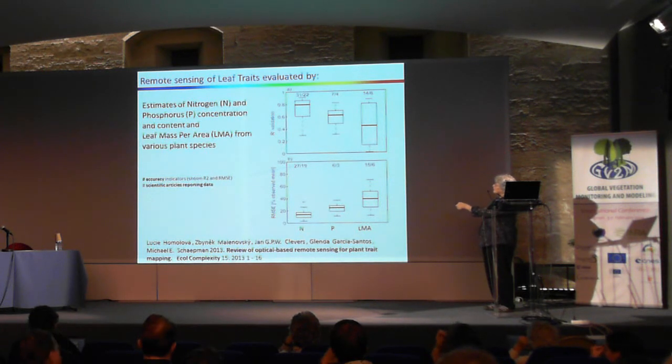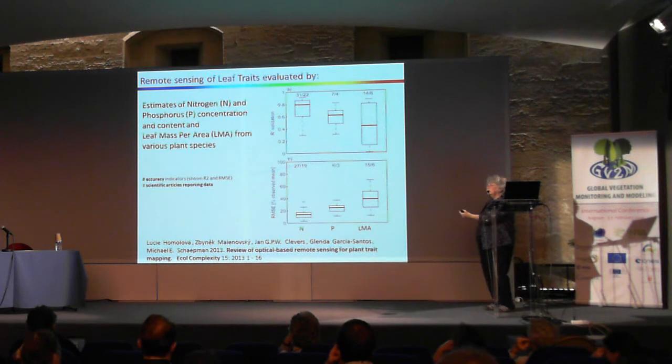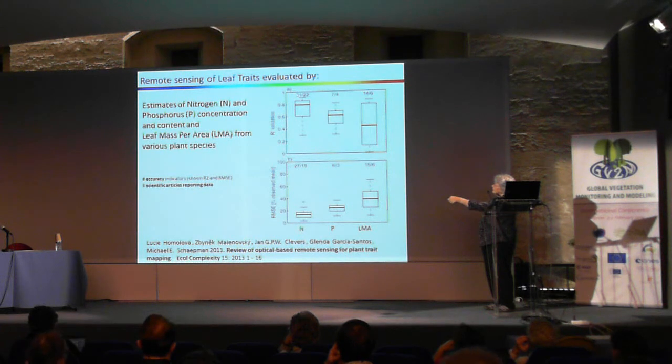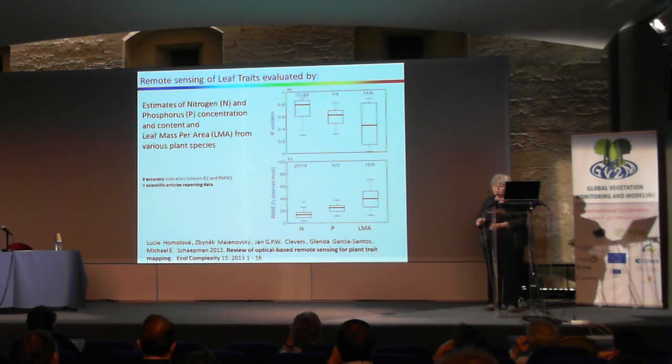For leaf mass area in this one, the R-squares vary quite a bit. The numbers on the left have to do with how many accuracy determinations there were. These are two of them, right? R-square and RMSE, but of the papers, how many accuracy determinations there were, and then out of how many papers. And so there's been a number of papers looking at the detection of these properties.